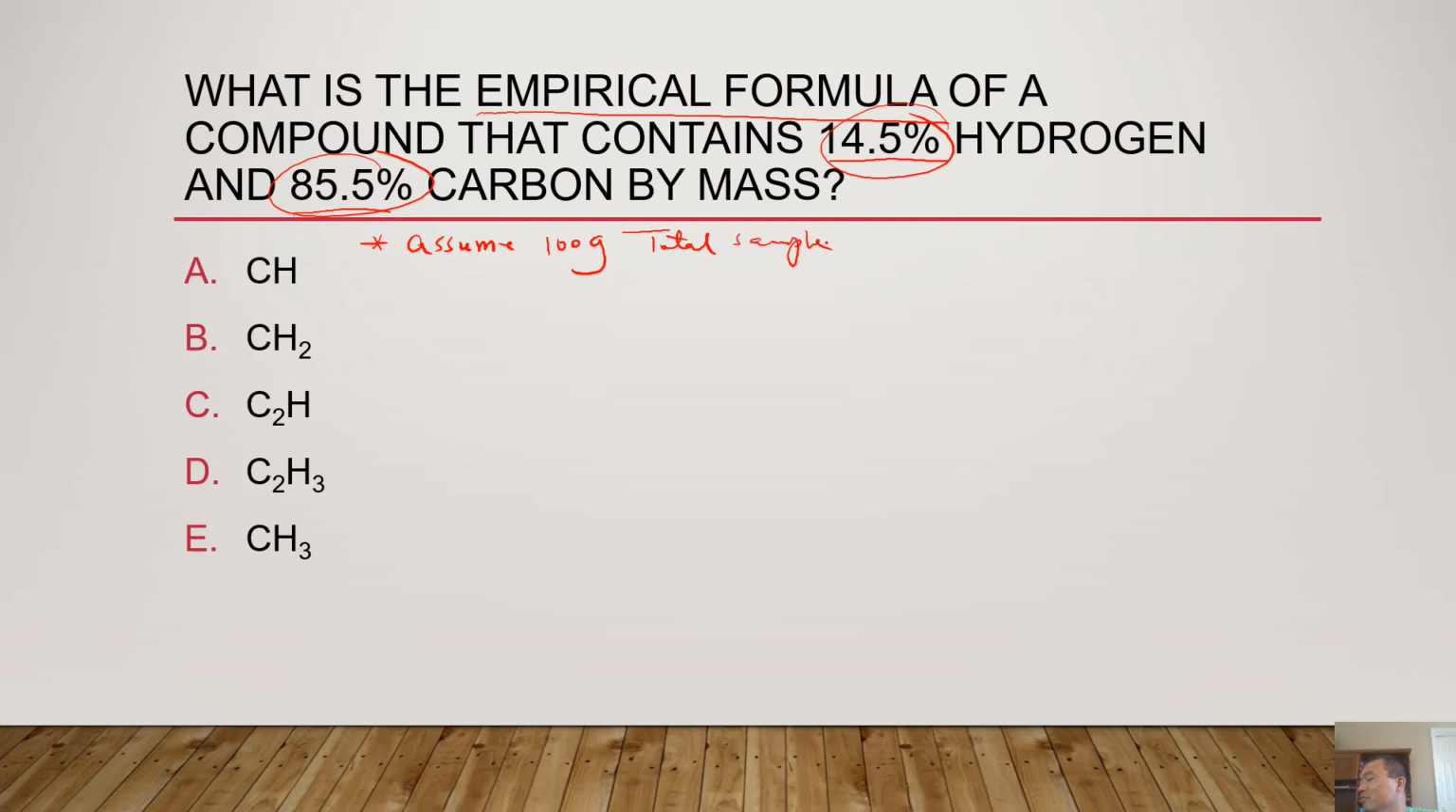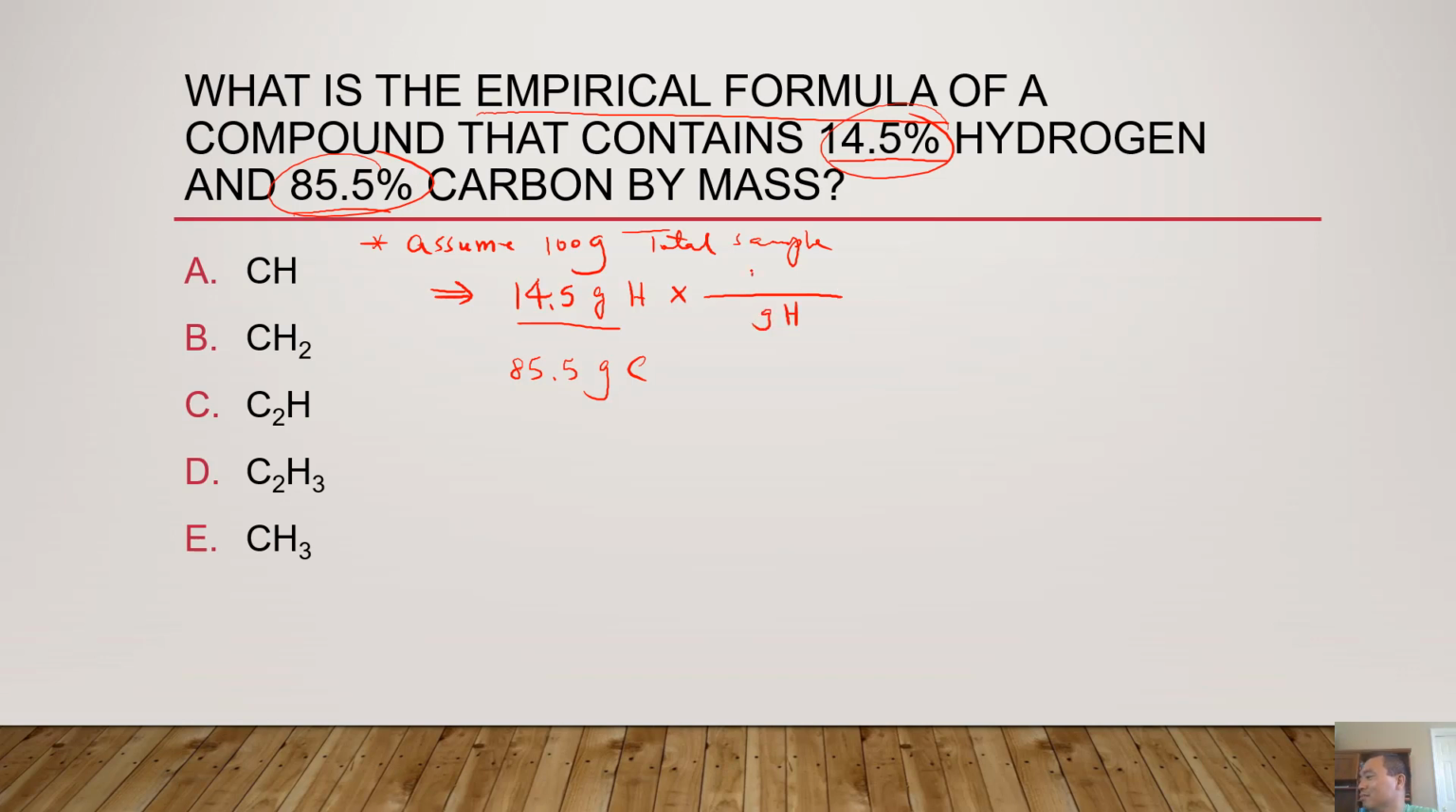So this will give you the correct number of grams for each element: 14.5 grams of hydrogen and 85.5 grams of carbon. Do you remember the real first step? You know the grams, and you're going to convert this to mole. How do you convert grams to mole?